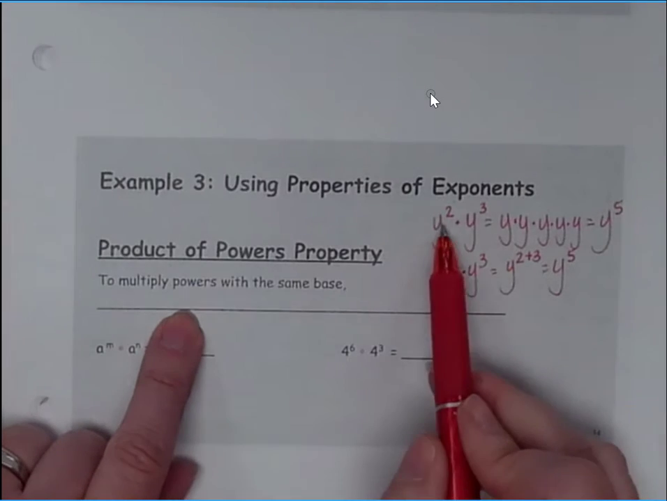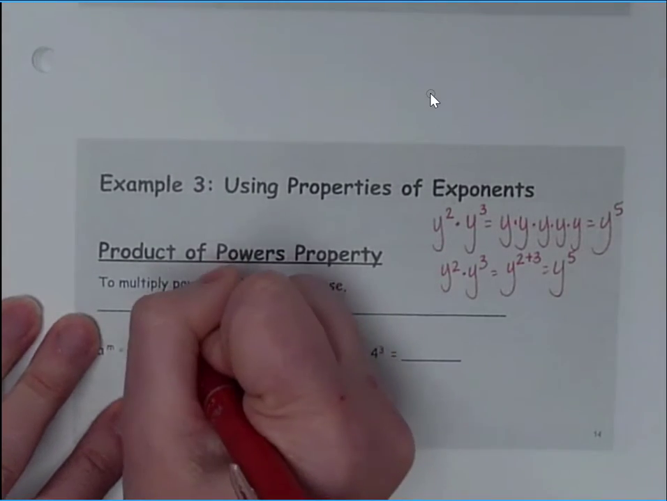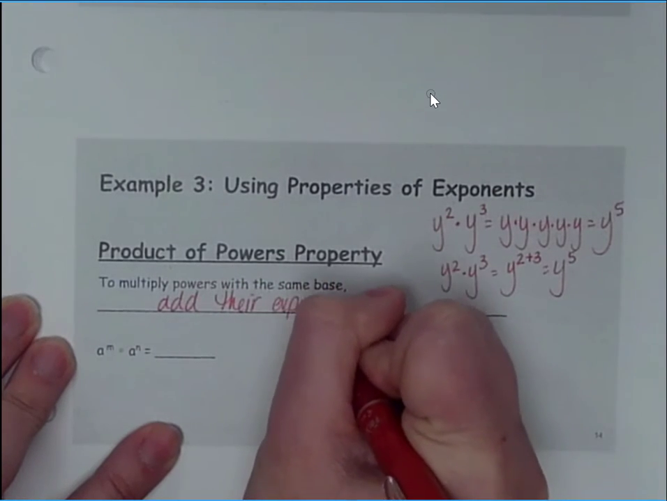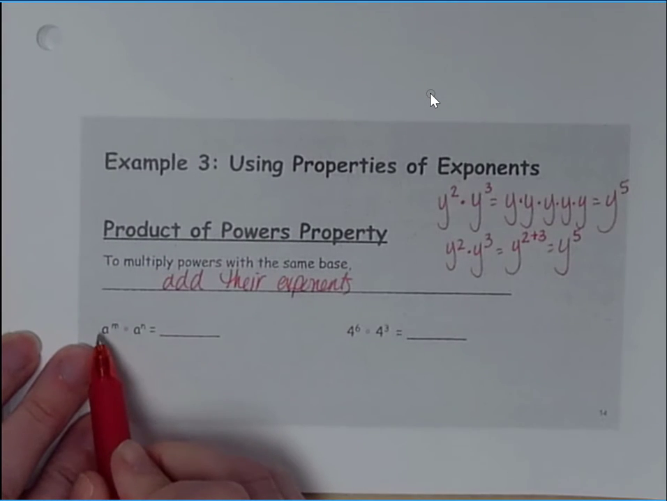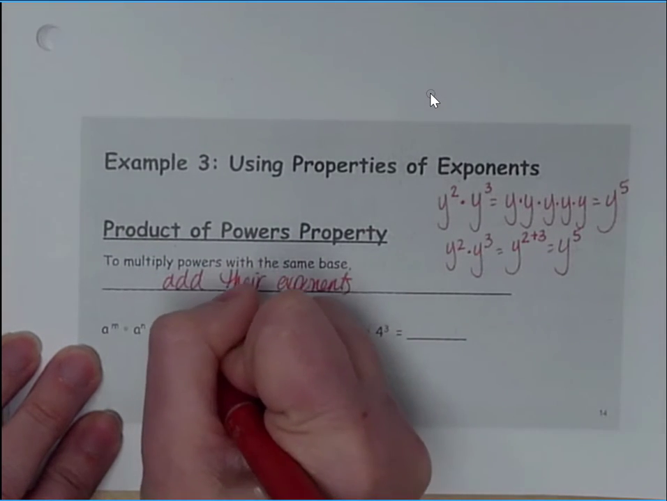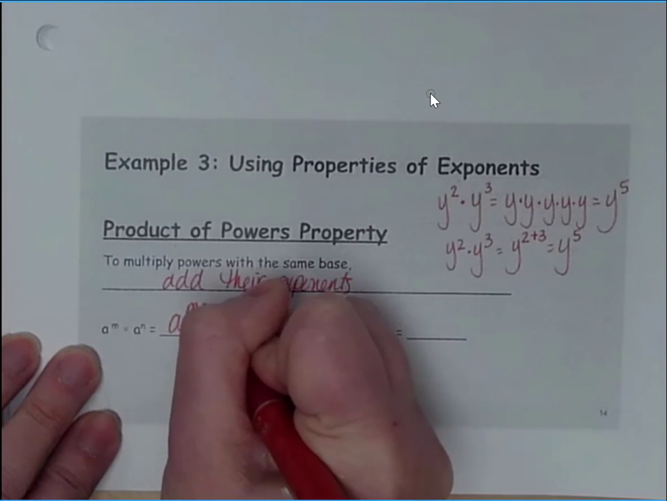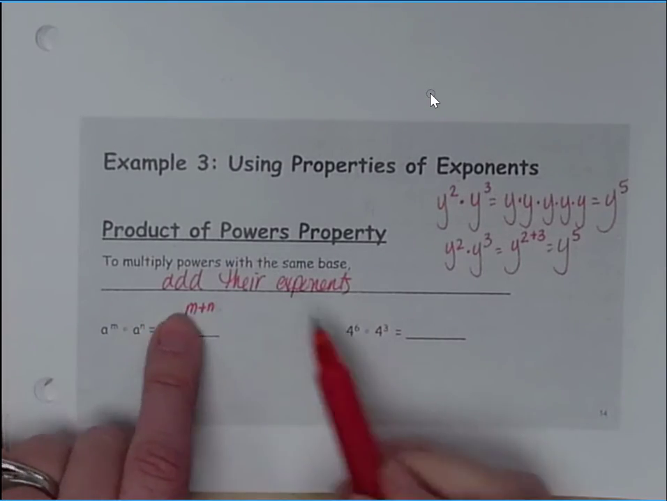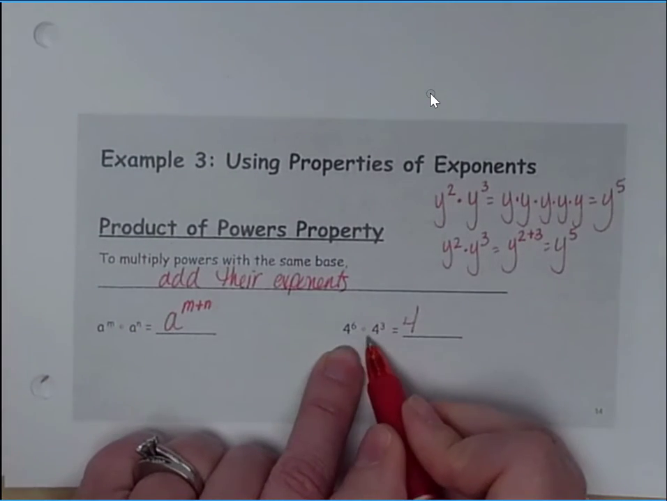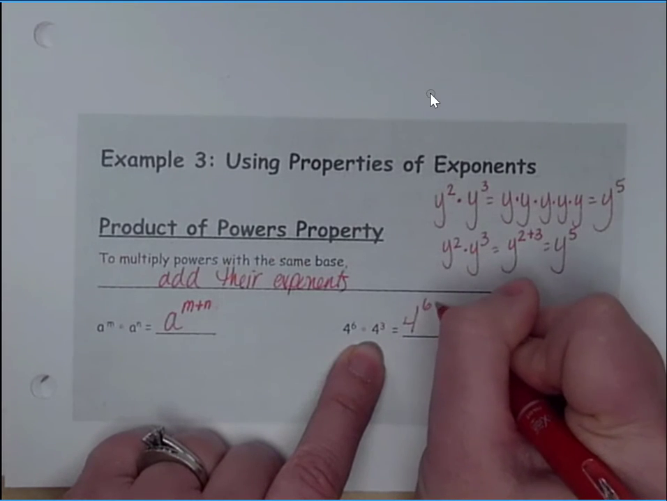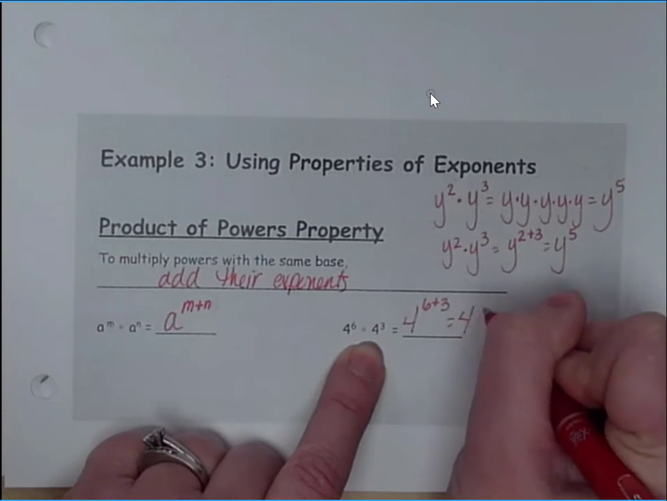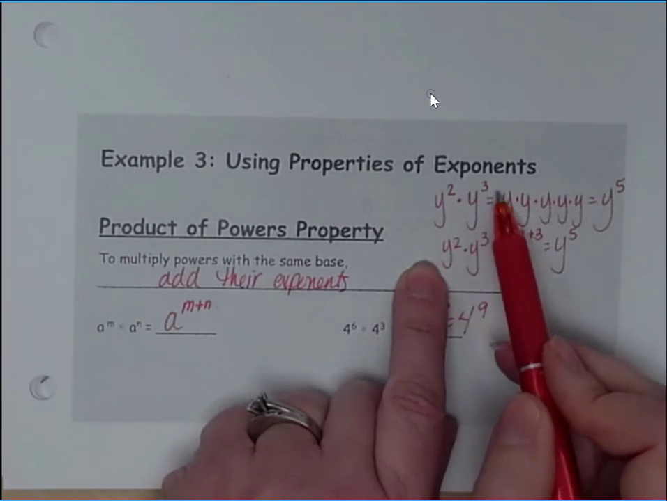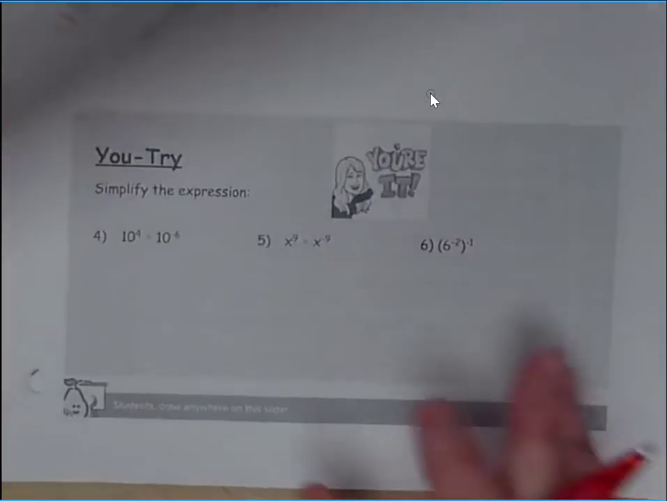So to multiply powers with the same base, all I need to do is add their exponents. So a to the m times a to the n would simply be a to the m plus n. So I'm going to add those exponents. So here, 4 to the 6th times 4 to the 3rd is going to be 4 to the 6th plus 3, which is 4 to the 9th. So when we're multiplying powers, we add those exponents.